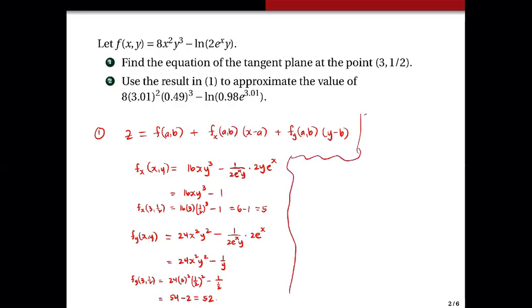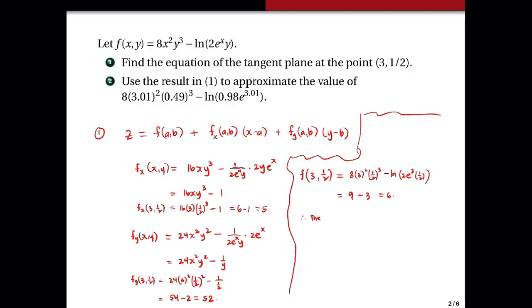Now we also need f of a, b. So f of 3 comma 1/2. This will be 8 times 3 squared times 1/2 cubed minus ln of 2e to the power 3 times 1/2 times 1/2. So if we simplify, this guy here is 1 over 8, so it will cancel this. So we'll just have 9 on this part. On this part, we will have 2 times 1/2, that's just 1. So we have here ln of e cubed, and that's just 3. So this is equal to 6.